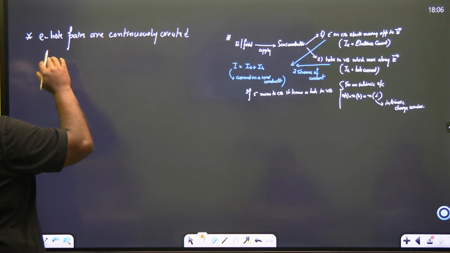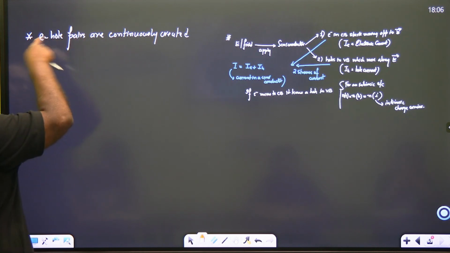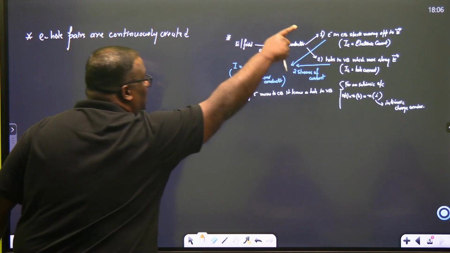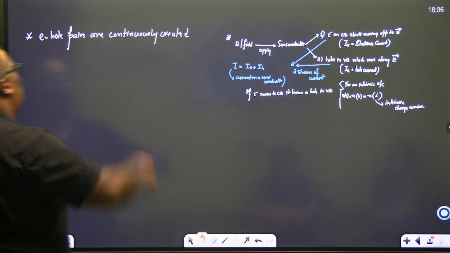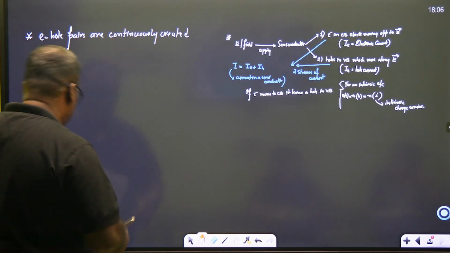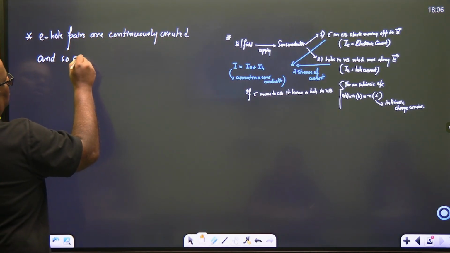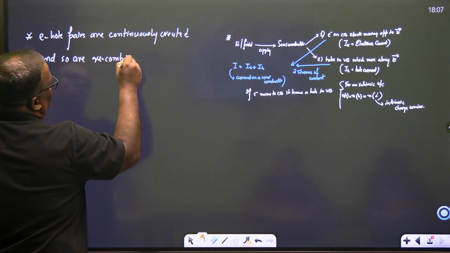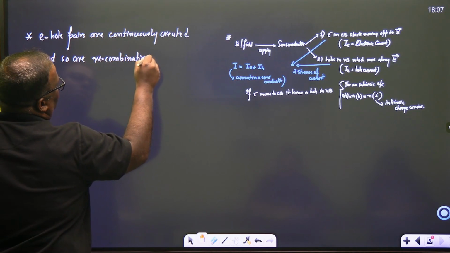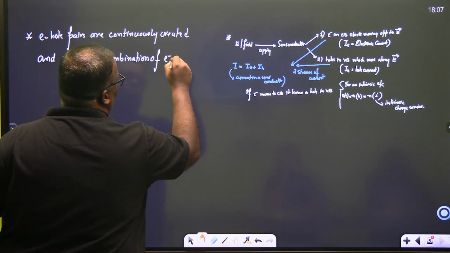And now understand this thing. This electron jumped, created a hole. Where does this electron jump and go? It must have gone and occupied one more hole out there. So if electron-hole pairs are continuously created, so are recombinations of electrons with holes.